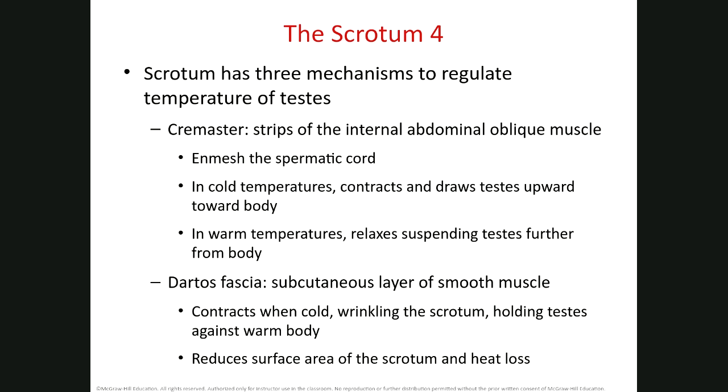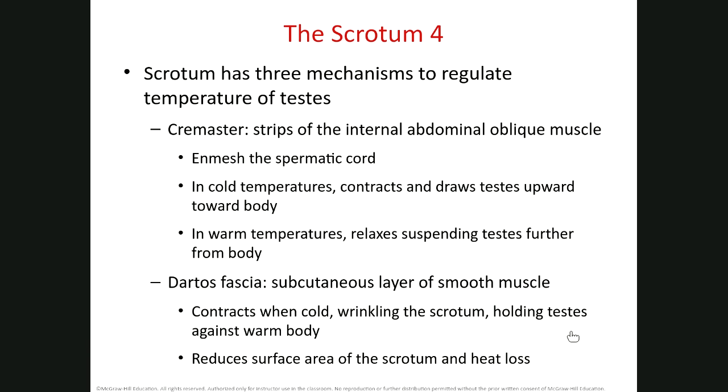So the scrotum has mechanisms to take care of that temperature sensitivity. When it is cold and the testis is getting cold, it will use the cremaster and the dartos fascia. These are coverings of the testis in the scrotal area where strips of internal abdominal oblique, which is the cremaster, contract to draw the testis upward towards the body. At the same time, the dartos fascia, which is part of the subcutaneous layer of smooth muscle, also contracts, therefore holding the testis closer to the body.